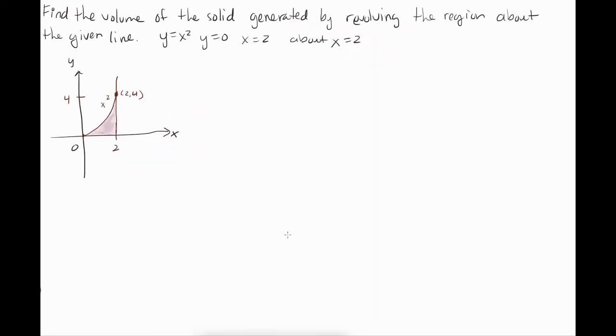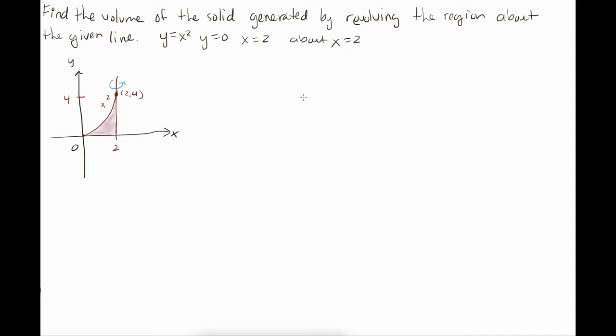Find the volume of the solid generated by revolving the region about the given line. Alrighty, we have y equals x squared, there it is, y equals 0, that's just the x-axis, and x equals 2, there's the vertical line. But we are revolving about the line x equals 2. We are revolving this way.